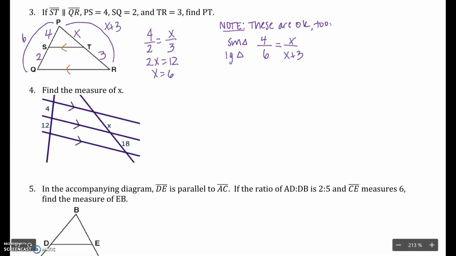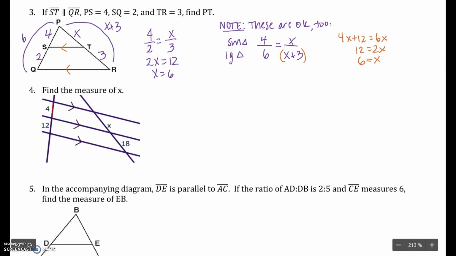Okay, so these are okay too. You can do these small over large type of proportions, and it's going to get you the same answer because you're going to end up distributing here and getting 4x plus 12 equals 6x. And then when you subtract your 4x from both sides and divide by 2, you're still going to get 6. So that's allowed. All right, going on to number 4, we have our parallels.